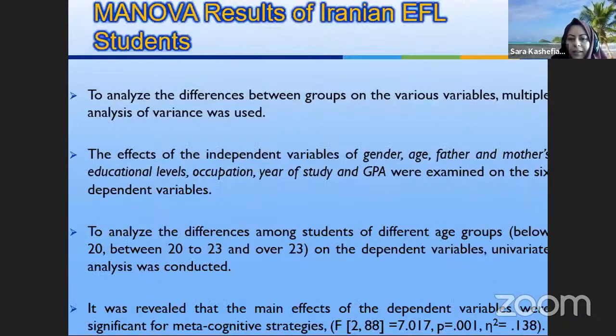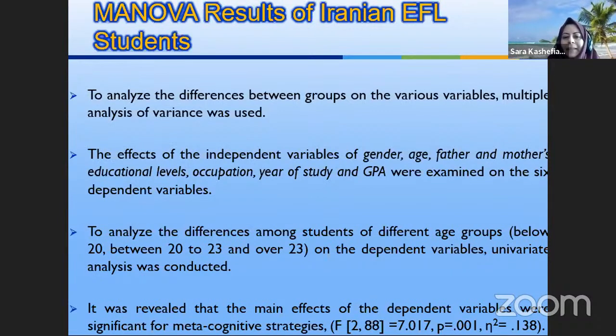Then we wanted to analyze the difference between groups on different variables. We used multivariate analysis of variance. The influences of independent variables, which were gender, age, father and mother's educational levels, occupation, year of study, and GPA, were examined on the 6 dependent variables of memory, cognitive, compensation, metacognitive, affective, and social strategies, together with, of course, the direct strategies, indirect strategies, and overall language learning strategies.